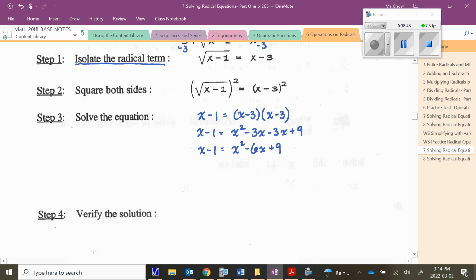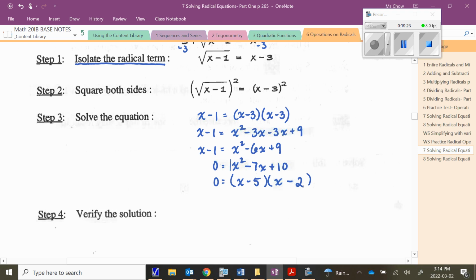And how do we solve that? Well, we set it to 0. So we need to subtract x from each side as well as add 1. So x squared minus 7x plus 10 equals 0. And to solve, our first option ideally is to factor. Because the coefficient of our x squared is 1, we look for two numbers that multiply to 10 and add to -7, and that is x minus 5 and x minus 2.